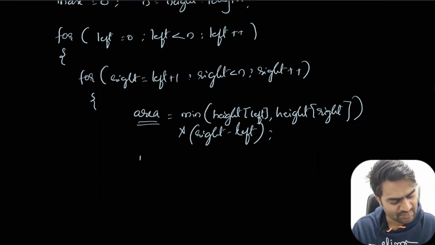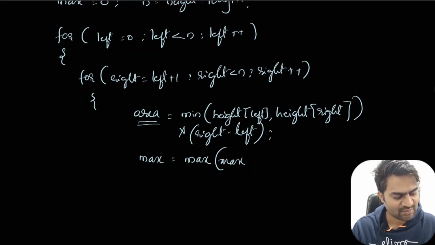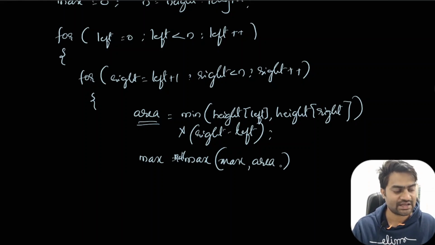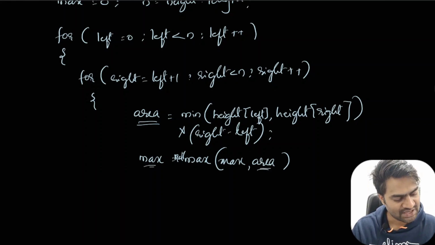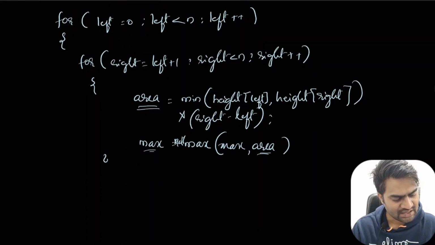Now I will simply update my max with max of this max. Basically, we will use Math.max here, so let's not have confusion. Math.max of max comma whatever the current area we have calculated. If this is greater, then I will simply update this max. With this, at the end, I will simply return max.